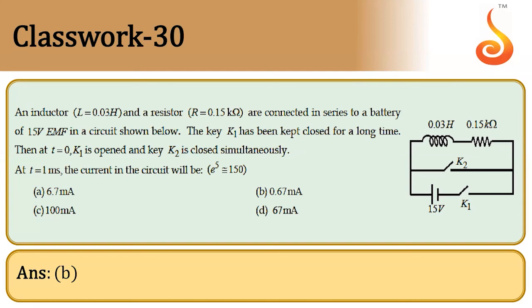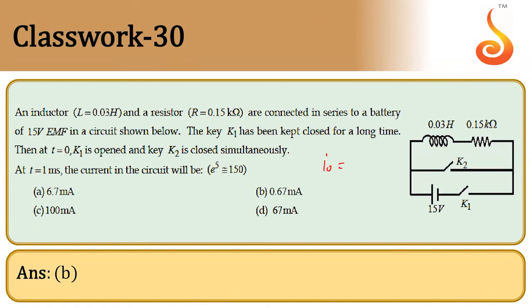An inductor and resistor are connected in series to a battery of 15 volt. Key K1 is kept closed for a long time. Then at t equal to 0, K1 is opened and K2 is closed simultaneously. When K1 is closed for a long time, it will get full charge. Now, what is the current in the circuit? We have to calculate I naught.